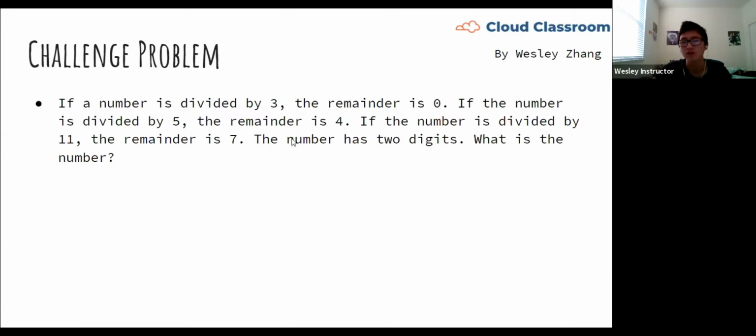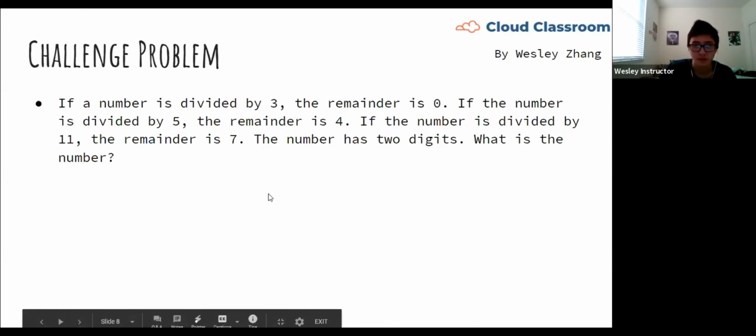So we want to find all 2-digit numbers that when divided by 11 have a remainder of 7. To find this, we start with the number 7, and then we just add 11 to 7 and so on. So we get 18, 29, 40, 51, 62, so on, all the way to 95. And then we can whittle it down even more.